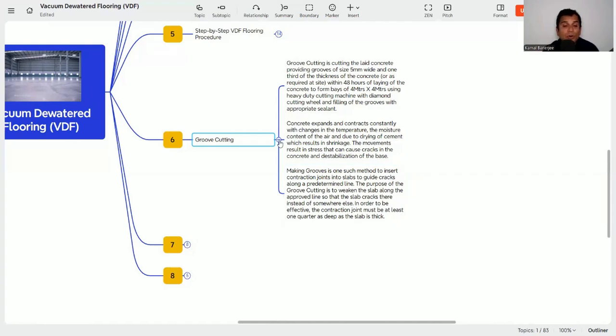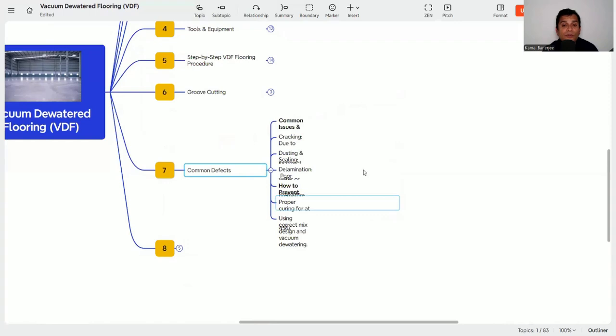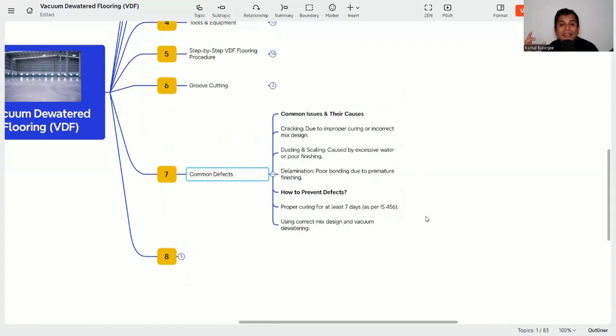Then what are the common defects of vacuum dewatered flooring that we need to discuss? Cracking, due to improper curing or incorrect mix design. Dusting and scaling, caused by excessive water or poor finishing. And delamination, which is poor bonding due to premature finishing. But how can we prevent defects? Proper curing, proper concrete mix design and vacuum dewatering. These are the common defects we can find in the vacuum dewatering process.